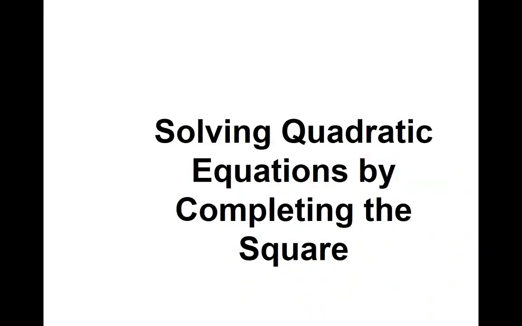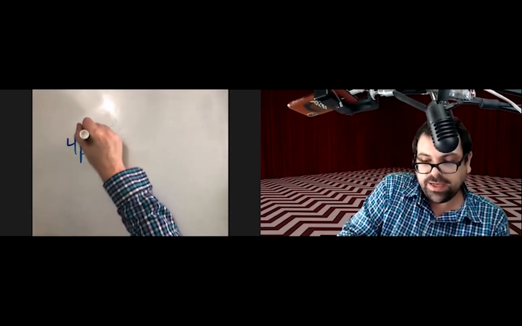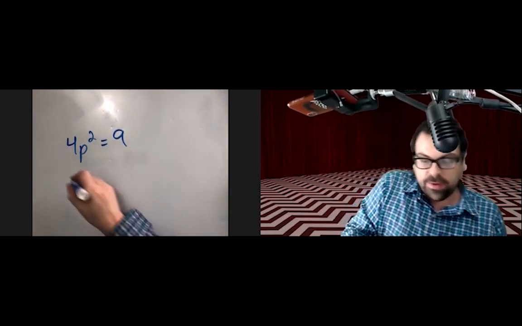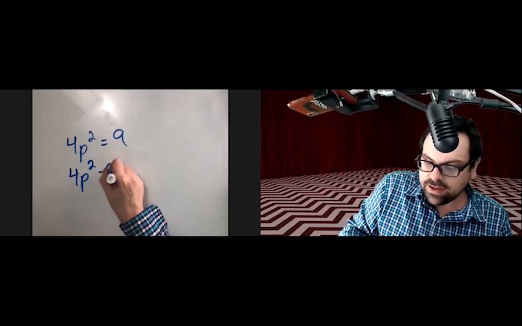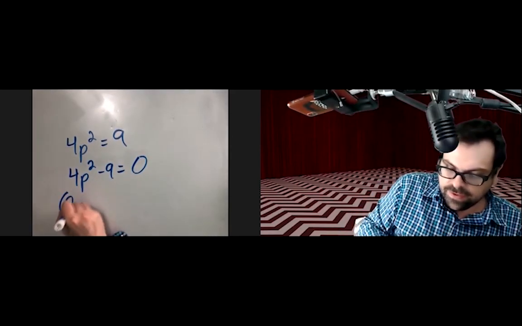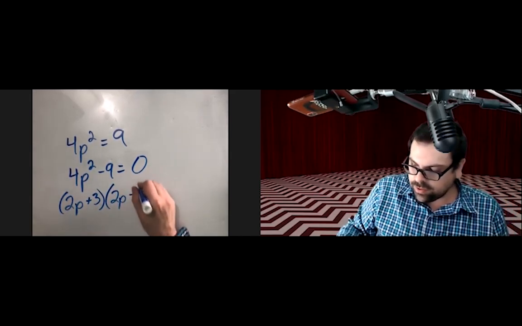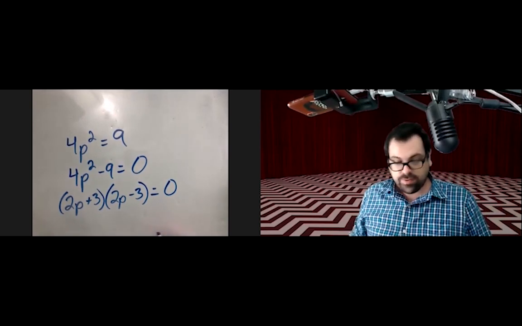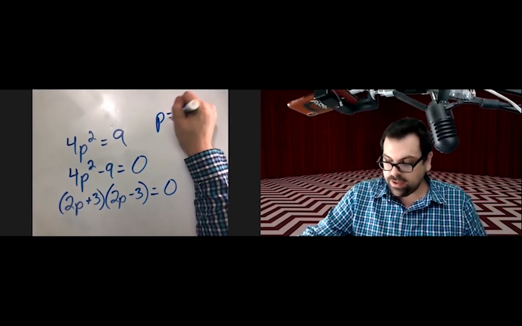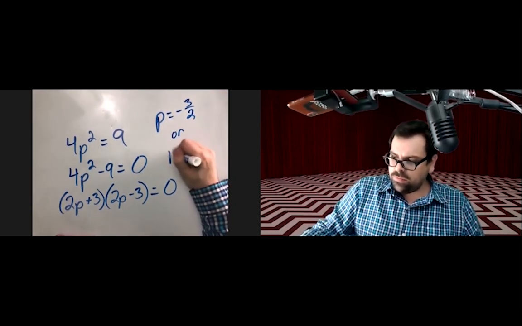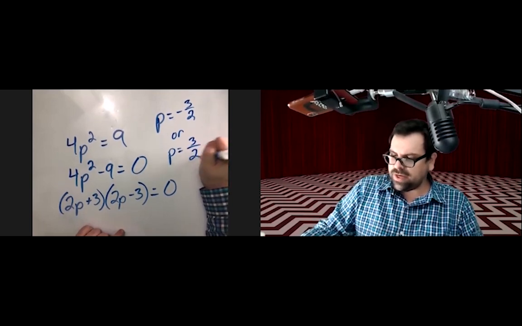The topic is solving quadratic equations by completing the square. 4p squared equals 9. Before today, we would have had to get everything on one side, 0 on the other, factor, and solve. We would get p equals -3/2 or p equals +3/2.